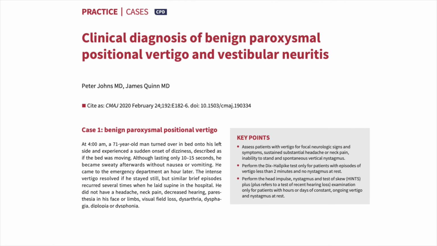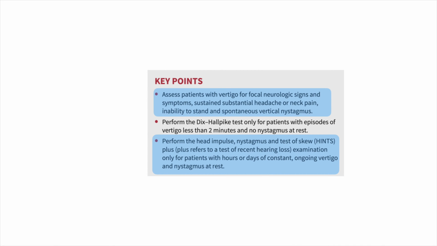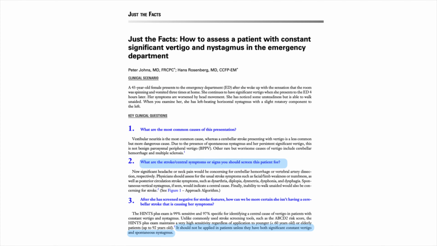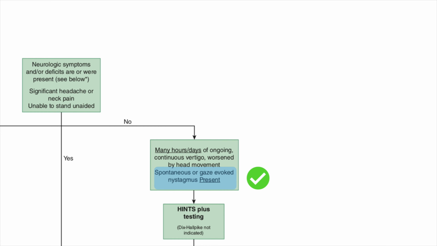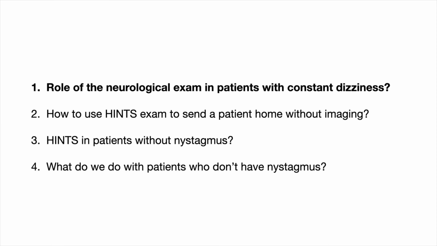In my CMAJ article, where I made them key points, and in my CJEM article, Just the Facts, I also recommended screening for central features and to only do HINTS on patients with nystagmus. And also in the vertigo chapter in Tintinalli's Textbook of Emergency Medicine, where the central part of my algorithm screens for central features and you had to see nystagmus at rest to progress onto the HINTS exam. Let's address the first question.